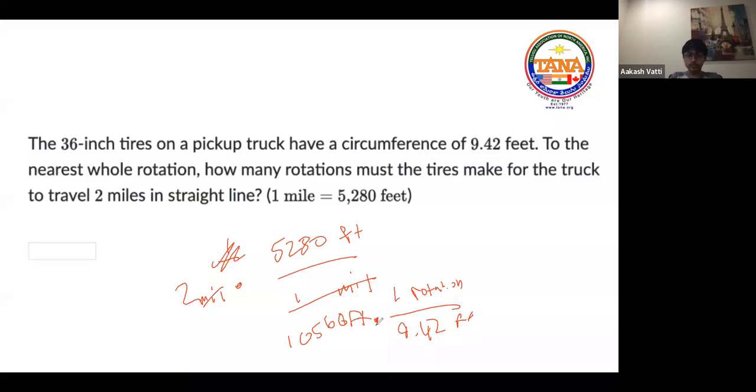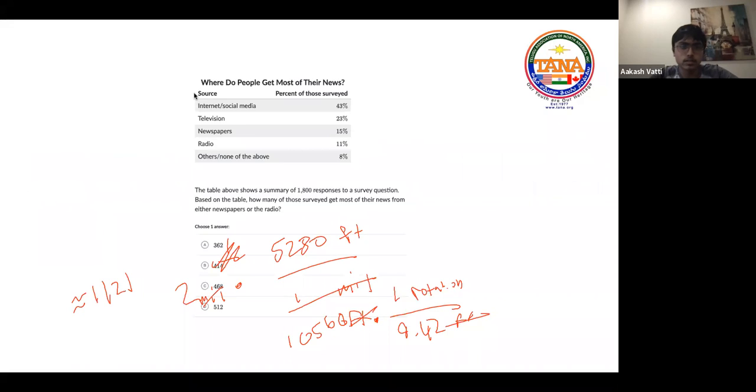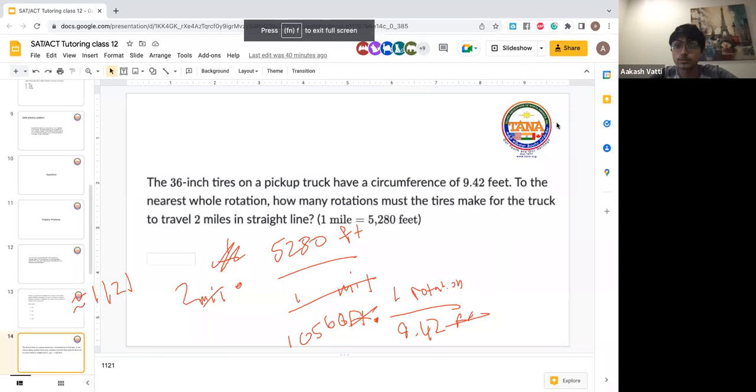And this is a calculator question for sure. There's no way they expect you to answer this with just pen and paper. When you do that, you cross out the feet first. It equals roughly 1,121, I believe, is what I wrote. Let me just check what I wrote. Yeah, it's 1,121.